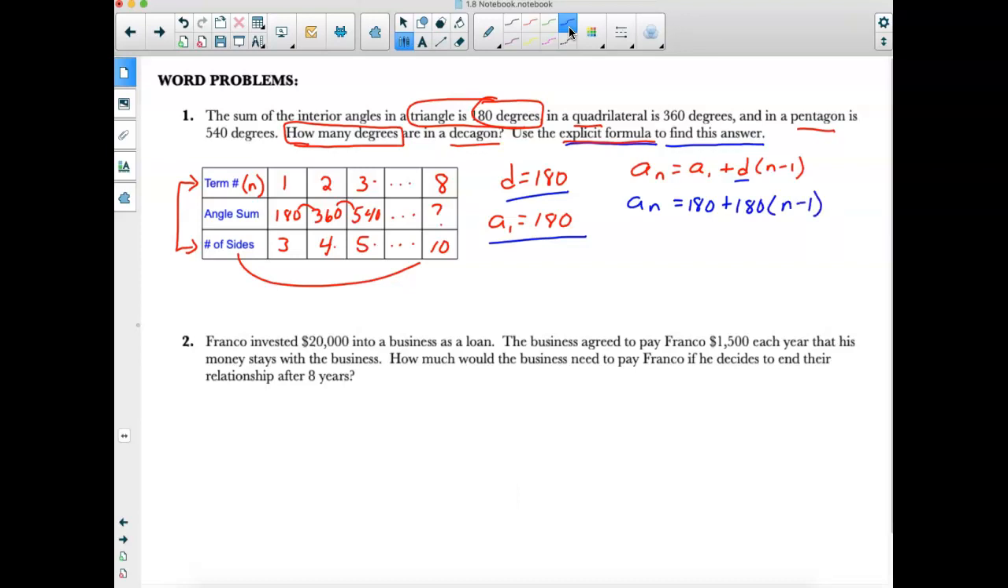Well, the way I laid out my table, if I want to know how many degrees are in a decagon, a decagon has 10 sides, that's going to correlate to my term number 8. So I'm looking for a sub 8, and I'm going to find that by taking 180 plus 180 times 8 minus 1. Okay? Well, if I type that into my calculator, I am going to get 1,440 degrees. Okay, I can type all that in.